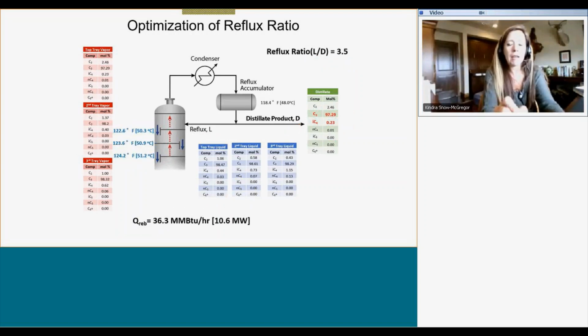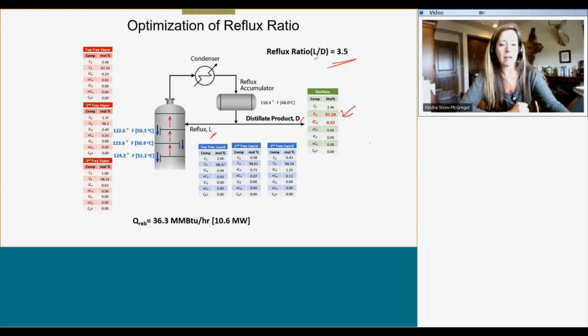Now, let's say I'm going to increase my reflux ratio now to 3.5. And so now this reflux ratio is essentially the amount of liquid I'm sending back divided by my distillate product I'm taking off. At 3.5, I'm getting 97% propane.